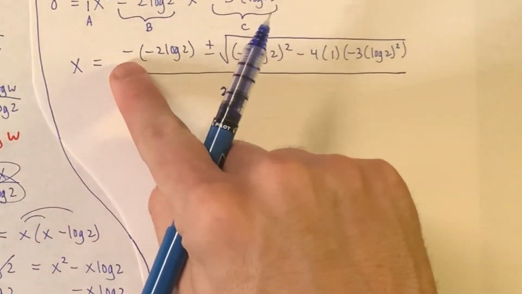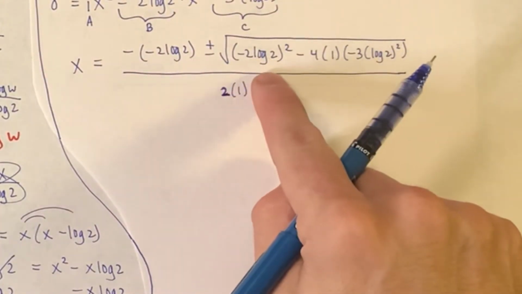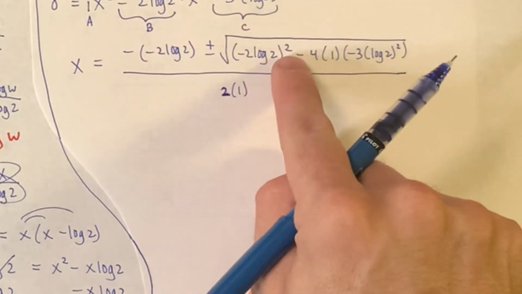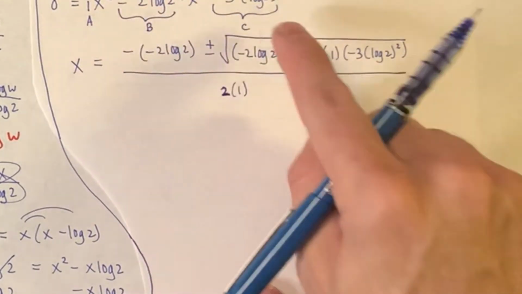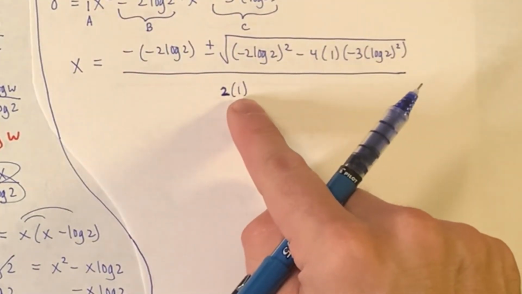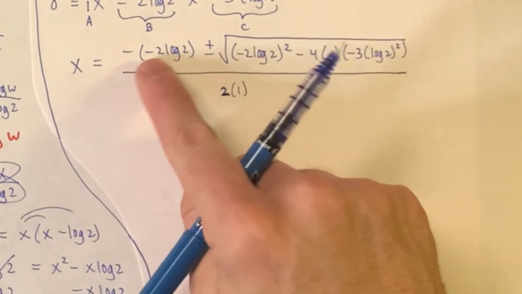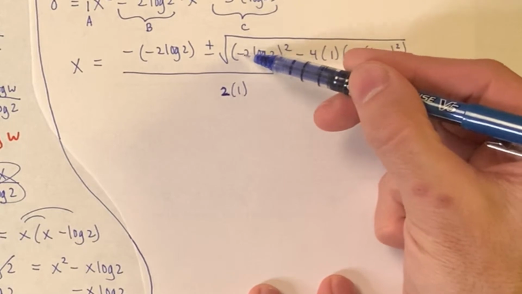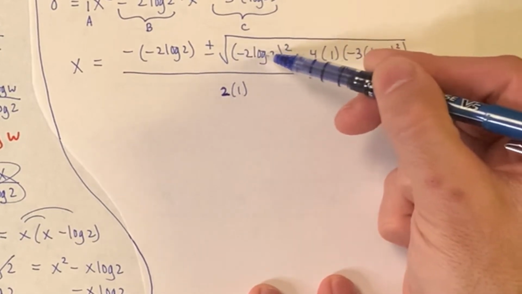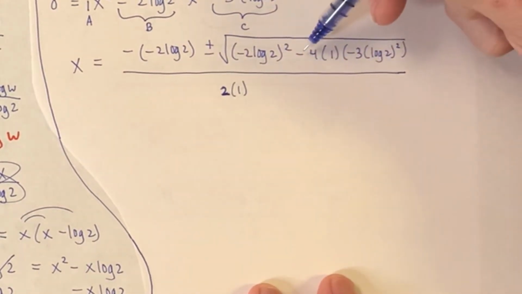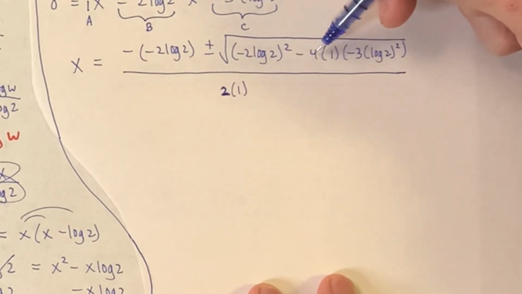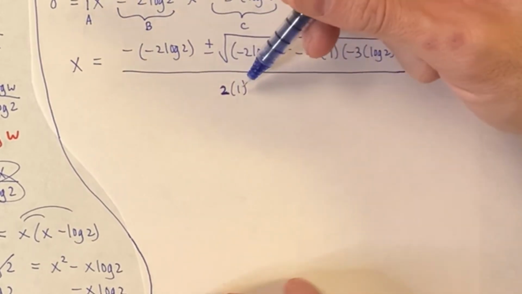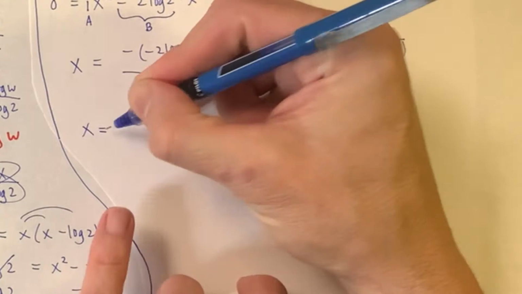So we have negative b plus or minus the square root of b squared minus 4 times a times c, all over 2a. And let's see, that double negative is going to become positive. When you square the negative 2, it becomes positive 4, and that'll be log 2 squared. That negative is positive. 4 times 3 is 12, and the bottom is just 2. So let's make these changes.